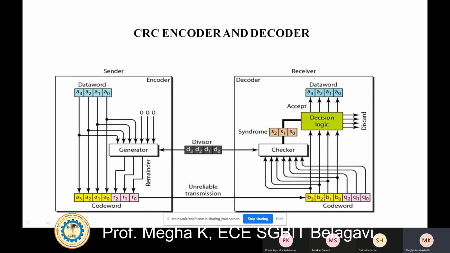The CRC encoder and decoder diagram is here. This is the sender and this is the receiver end. In the sender, the data to be transmitted is A3, A2, A1, A0. The sender wants to transmit this data, and the receiver should get this data without any error. So there is a method that is used.